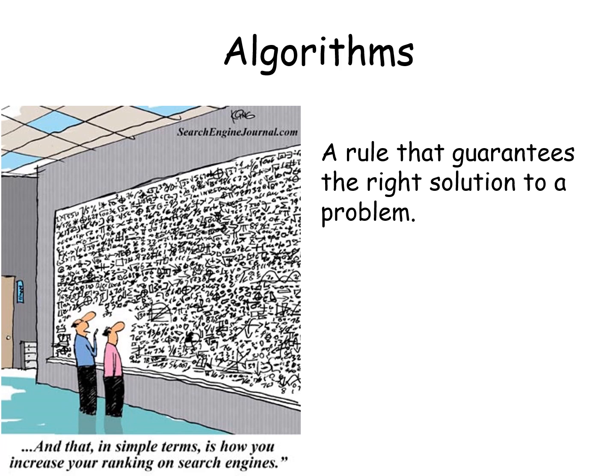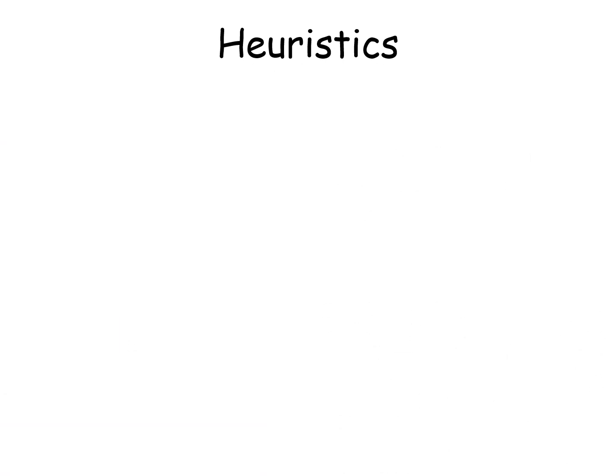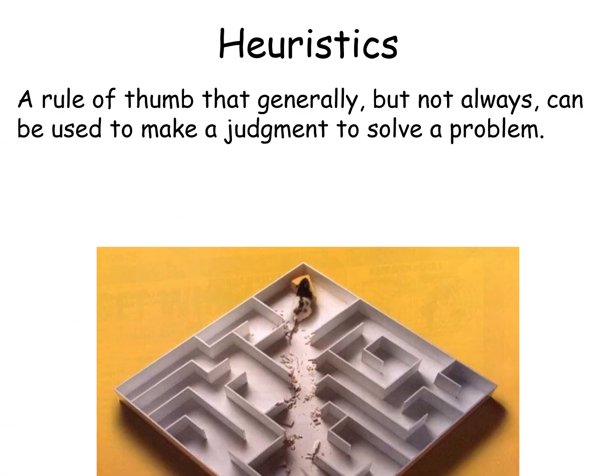However, where do algorithms fall apart? Algorithms often fall apart when dealing with people. And so, there's no step-by-step process for getting a date or consoling a friend who's lost a loved one. So instead of using algorithms, we use another method to solve problems. And that method is known as heuristics.